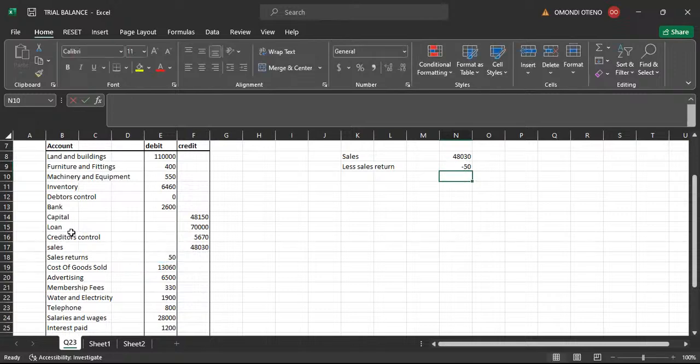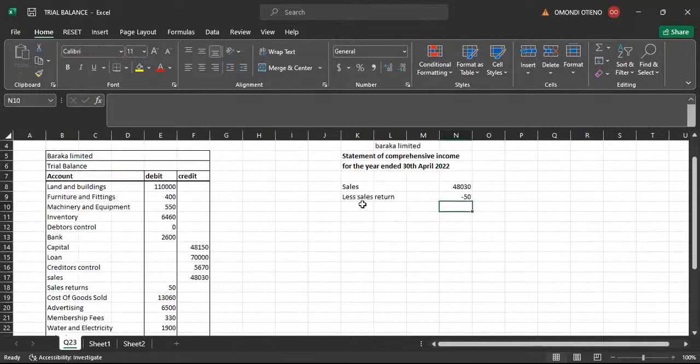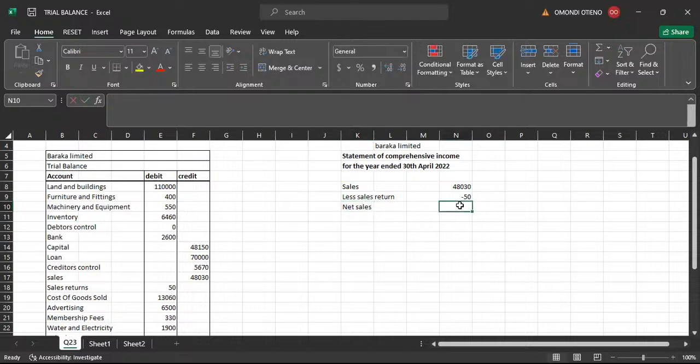Any other thing that will be affecting our sales, any omitted item? We don't have any additional information. So what do we call this one here? Net sales. So that is the net sales value. That is the difference between those two, which is 47,980. So that's our net sales value.